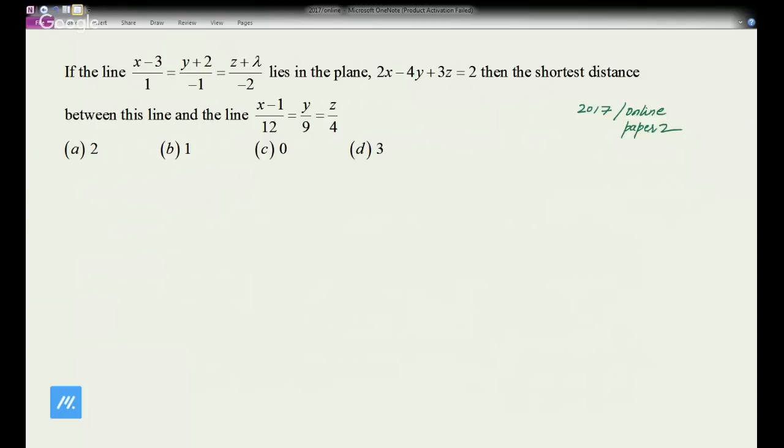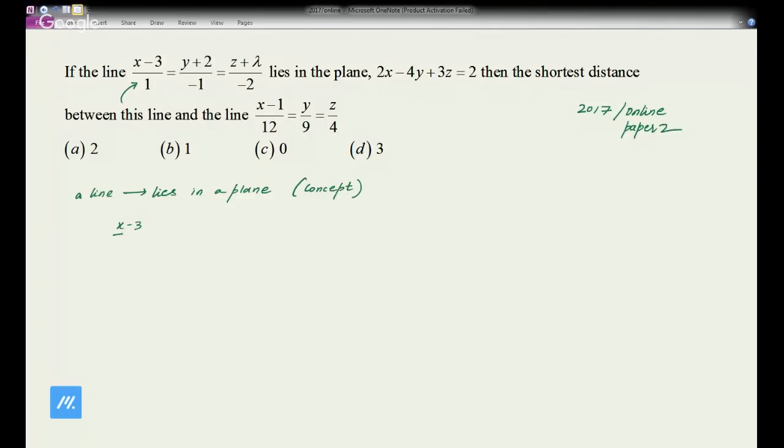Let's try and solve this. It says the line lies in the plane, between this particular line and the given line. So there are two lines and we need the shortest distance. Basically, first of all, what condition is given? That it lies in a plane. So this is the concept that you have to revise in this particular question.